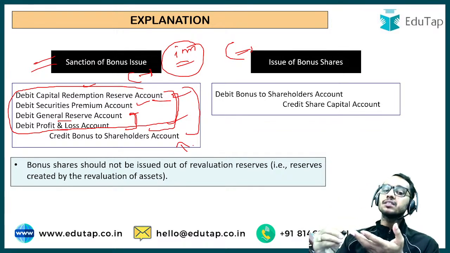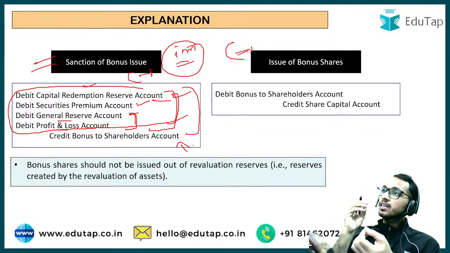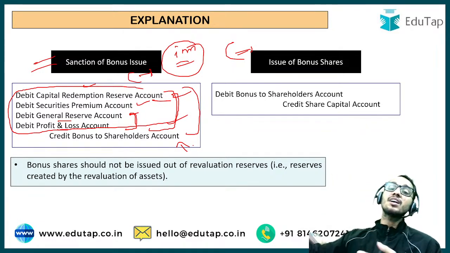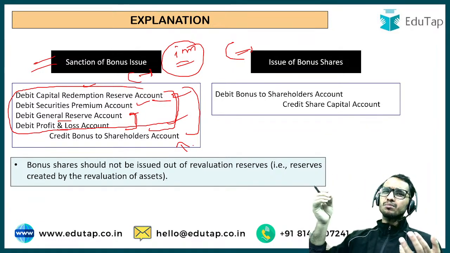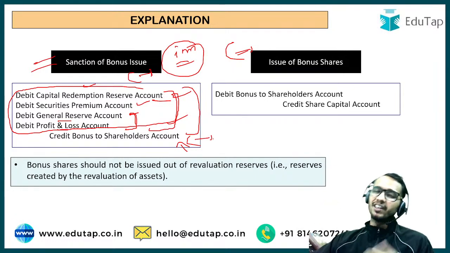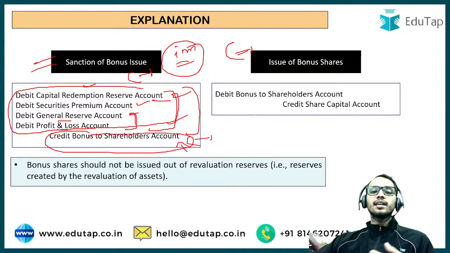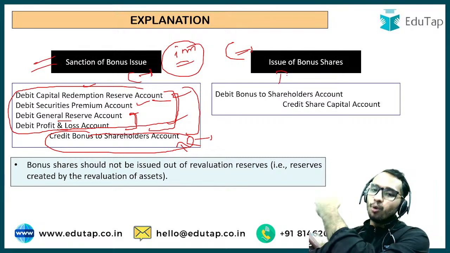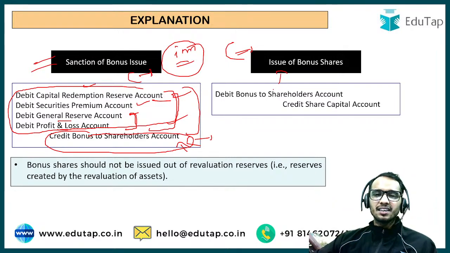You have sanctioned the shares to the shareholders. So now they become your creditors because you have to issue shares now. So they are your creditors now. So whenever creditors increase, we credit, right? Now when you are actually doing the issuance of bonus shares, that is very easy.